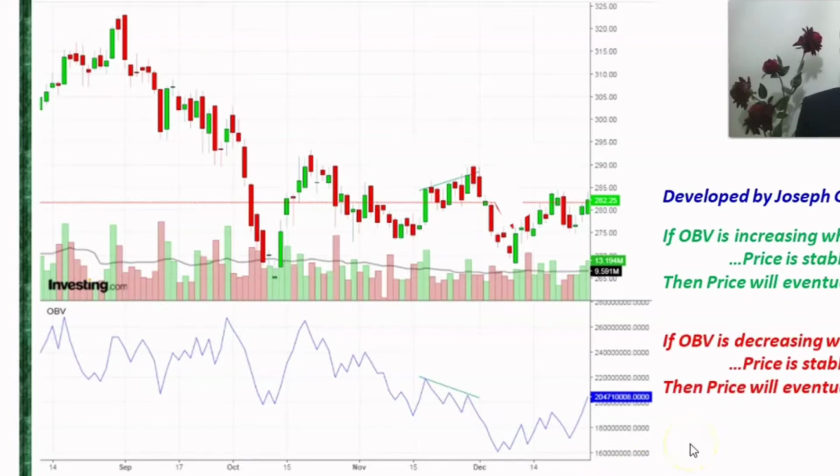Similarly, he says that if the OBV is decreasing when the price is stable or going up, try and understand. If the price is going up or the price is stable, at that time, if the OBV is decreasing, then eventually the price will also come down. Little confusing. Let me explain to you with some figures.